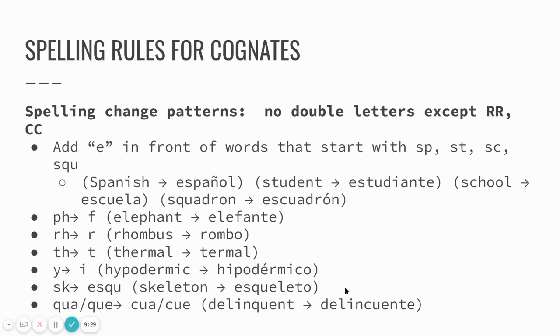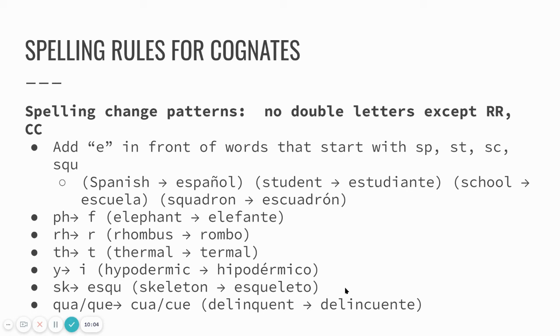We will have a lot of the time an E, the letter E, in front of words that start with SP, ST, SC, or SQU. So if you think of the word Spanish, we don't say Spanish, we say Español. A student is an estudiante. A student goes to school in an escuela. And then if you have a squadron of fighter jets, they are an escuadrón.